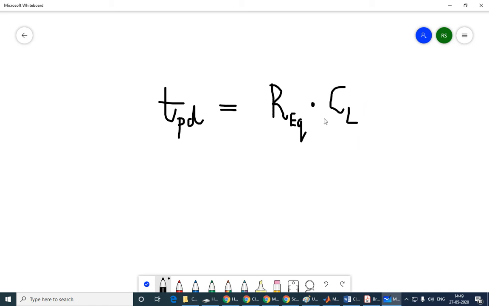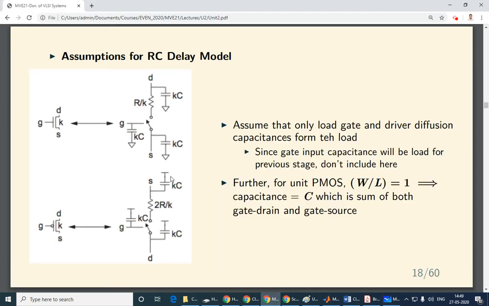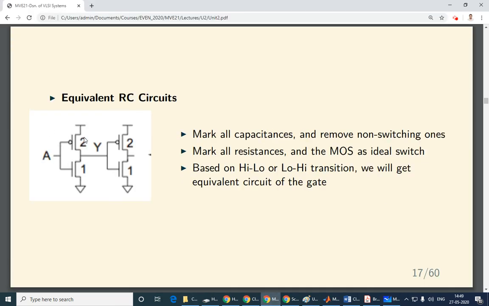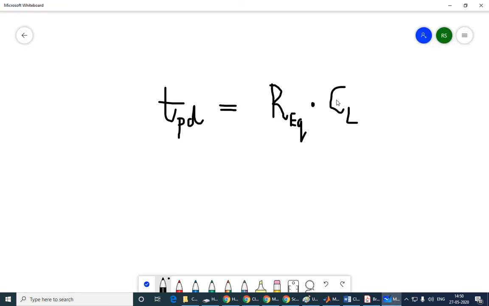This generally includes two components. If we go back to this diagram, driver, load, this is the output node, and whatever we draw here is called the load capacitance. It includes the diffusion capacitances of the driver, which is this transistor and this transistor, and the gate capacitances of the load. Together all that is the load capacitance, CL.